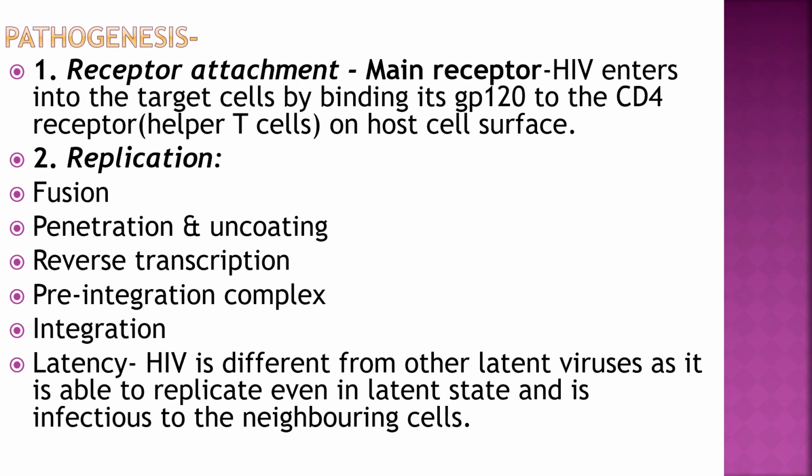Pathogenesis. First, receptor attachment. The main receptor: HIV enters target cells by binding its GP120 to the CD4 receptor, that is, on T helper cells on the host cell surface. The second step is replication. It involves fusion, then penetration and uncoating of the virus, reverse transcription, pre-integration complex, integration, and latency. About latency, HIV is different from other latent viruses as it is able to replicate even in the latent state and is infectious to the neighboring cells.